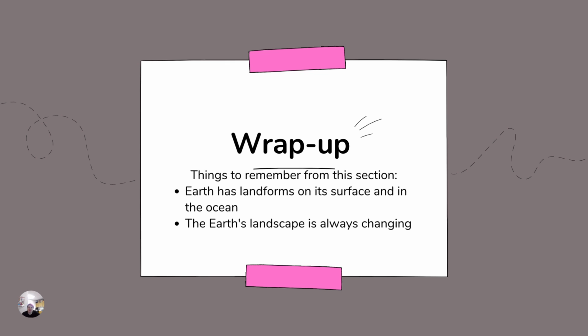So two main things to remember from this section: Earth has landforms on its surface and in the ocean, and the Earth's landscape is always changing, whether you're looking at above the water or below the water. It is always changing.